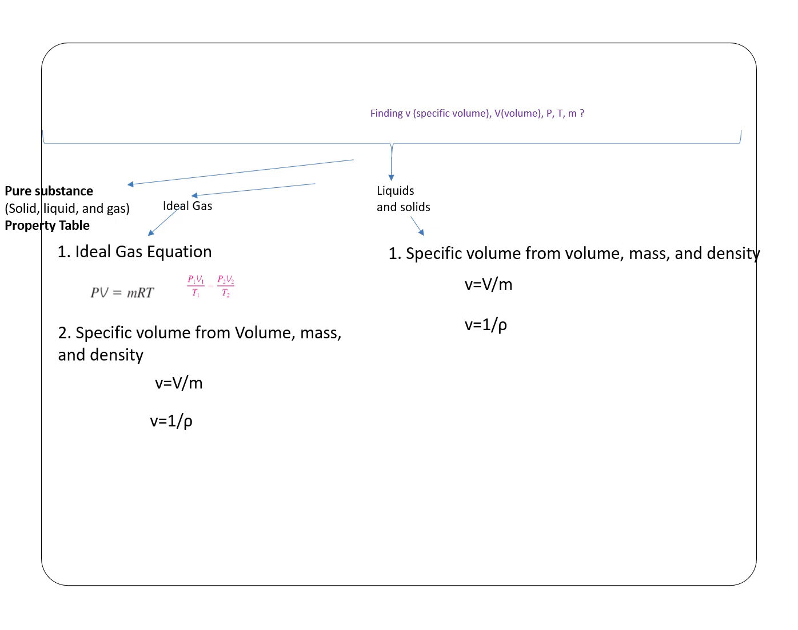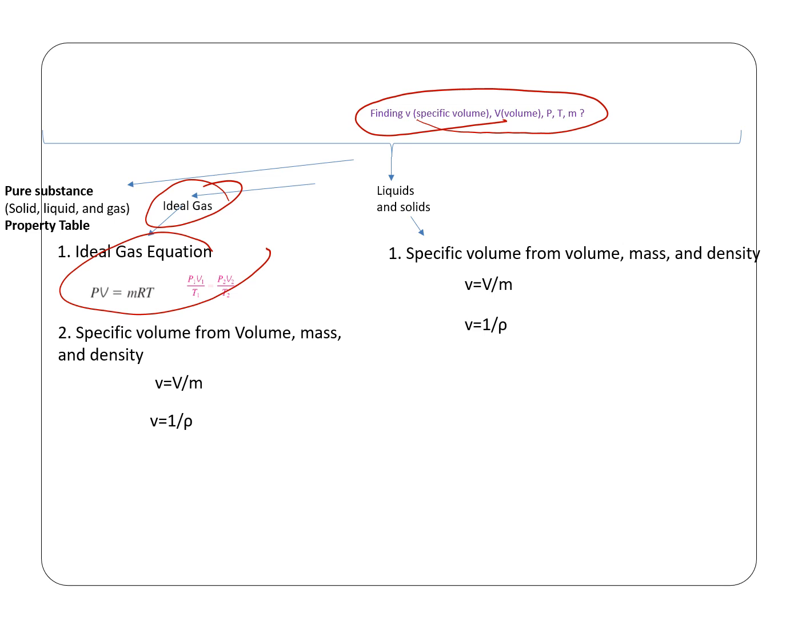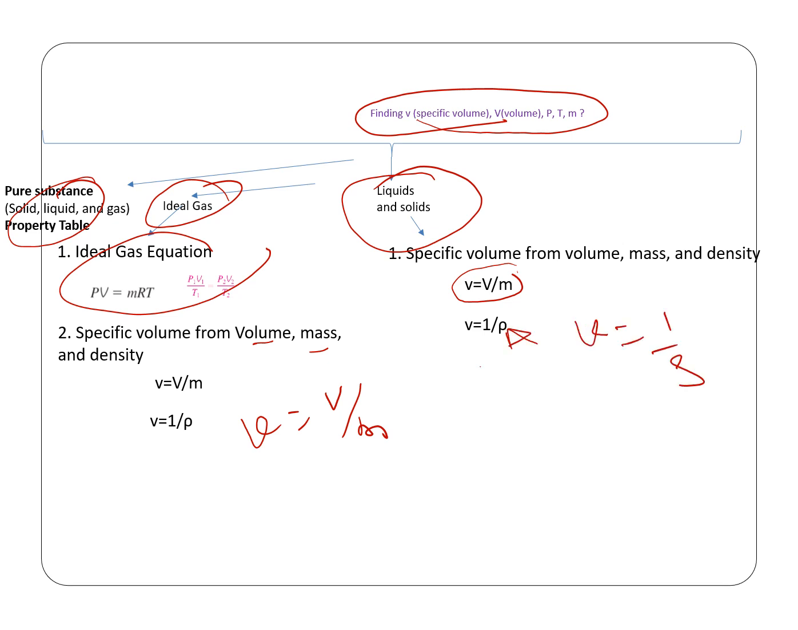And there is also another property if you look at the table, which is specific volume. For specific volume, if it is a gas, then you can use the ideal gas equation. If it is a pure substance, again, you can use the property table. And sometimes the volume and mass are given, then specific volume is volume per unit mass. If it is liquid or solid and the volume and mass are given, then you can find it this way. And sometimes the density is given, and specific volume is the reciprocal of density. So this is one approach to find the specific volume.